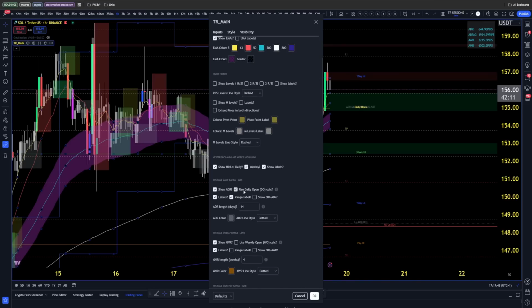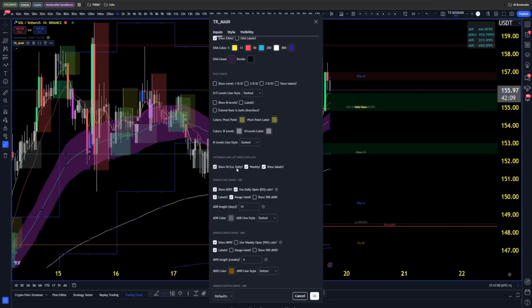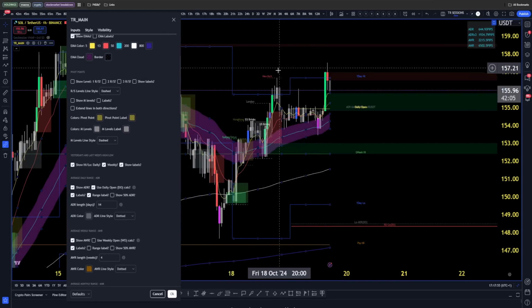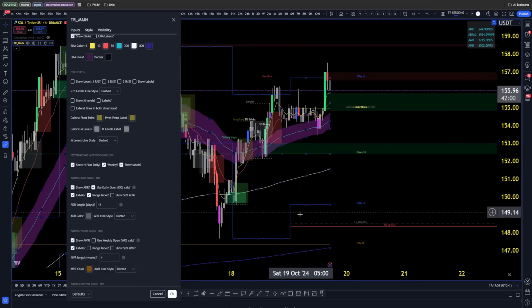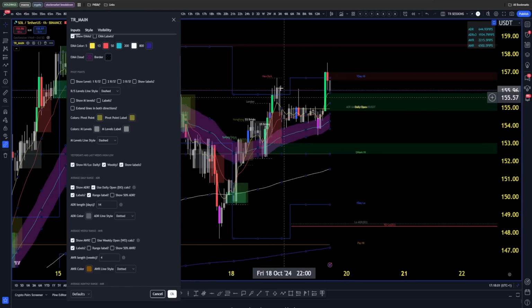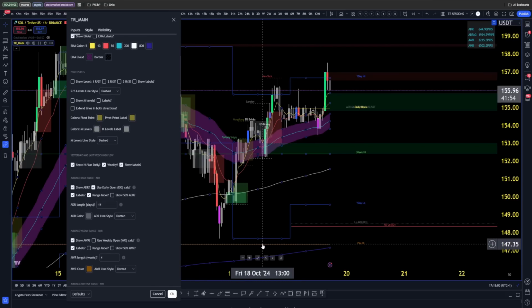The next set of settings is show the high, low, daily, and the weekly. Now, that makes reference to these lines here. The blue line, which is the dailies, the daily high. And this right here is the daily low. Any of the lines above are the daily highs. Any of the lines below are the daily lows.